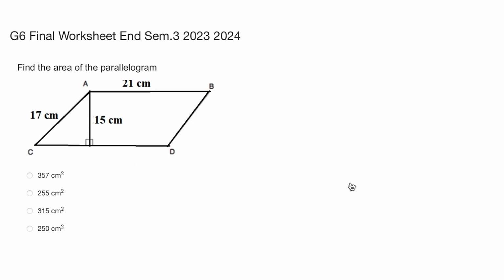Find the area of the parallelogram. Area of a parallelogram is base times height. The base is 21, the height is 15. So multiply 21 times 15 to get the area, which equals 315 square centimeters.